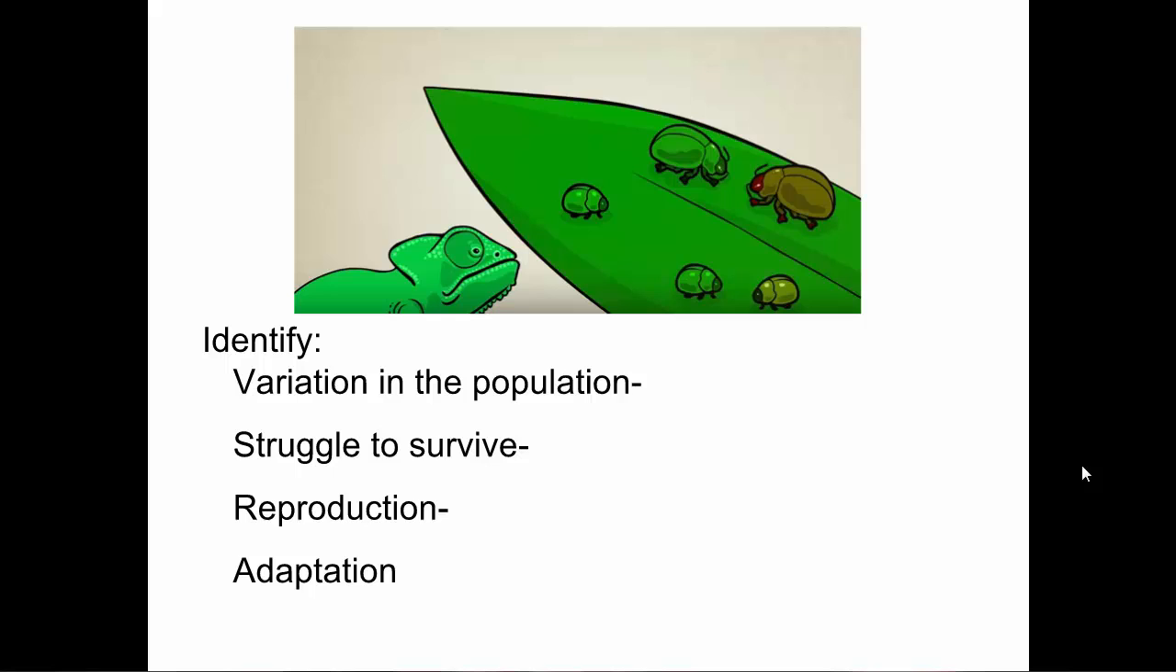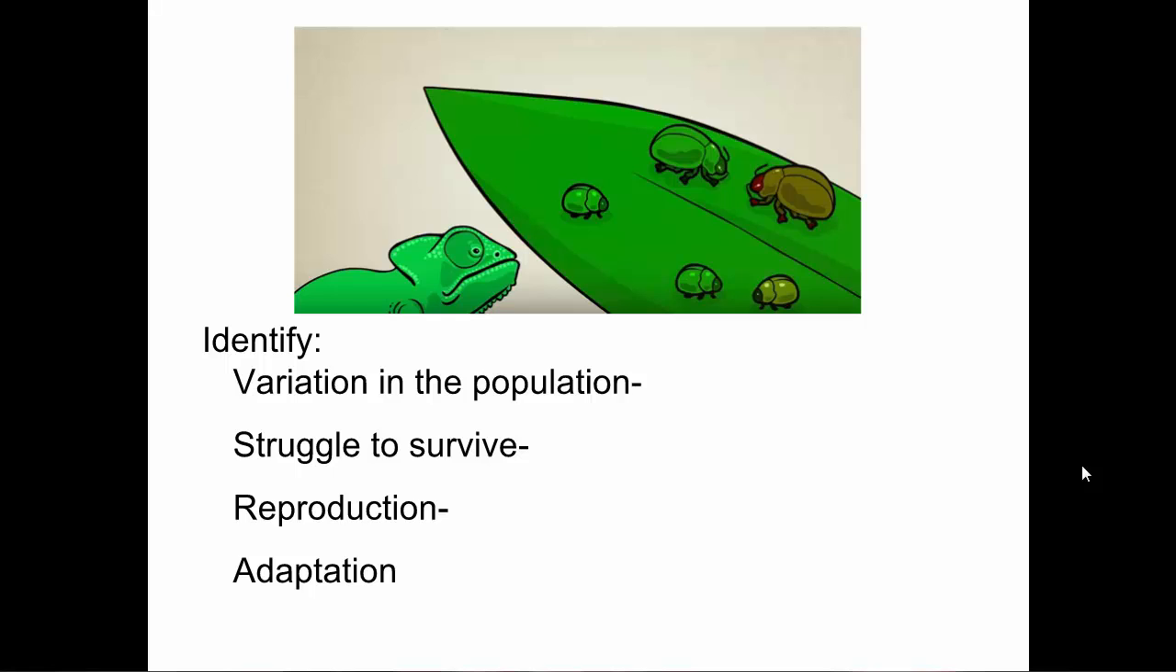Just like you and I have different skin color, we're different heights when we're fully grown. Well, same with these beetles. They have slightly different patterns on their exoskeleton. Some are larger, some are smaller. So they have variation just like we do. So we start with variation.